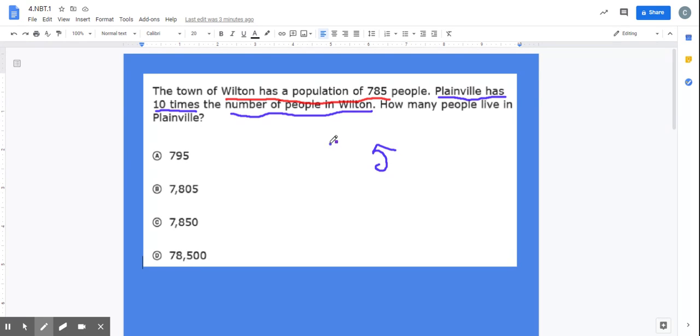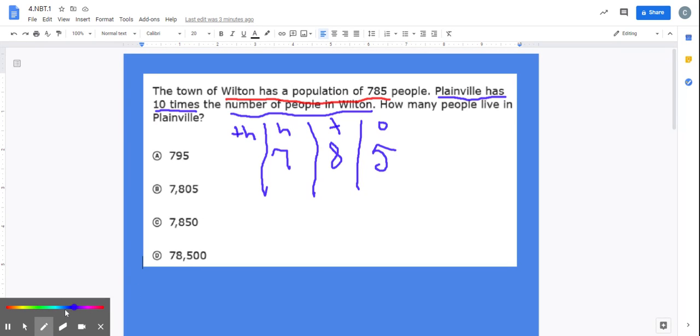So my first strategy is to write my number inside a place value chart. Ones, tens, hundreds, thousands. And now we're going to move each digit one place to the left.